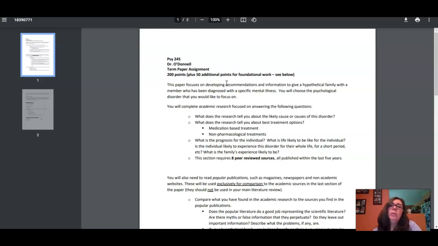And so I want you to take that kind of approach as you write this. Okay, so once you choose your topic, once you choose the psychological disorder you're going to focus on, you're going to have to do academic research using peer-reviewed sources to answer a set of questions. And so you're going to need 8 peer-reviewed sources. The databases at the library will provide these very easily for you.